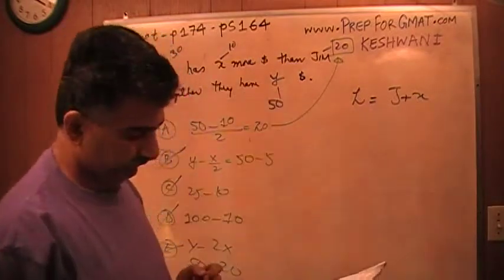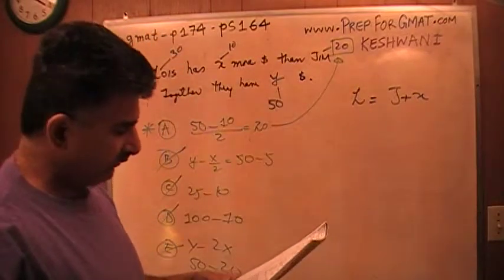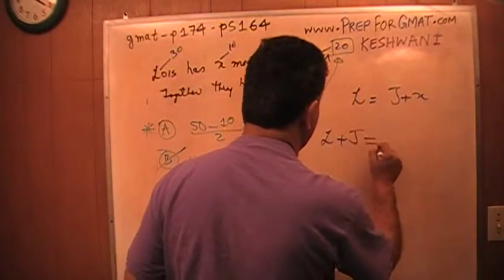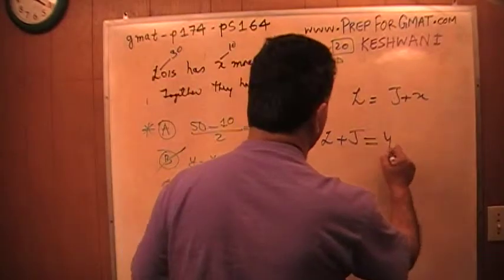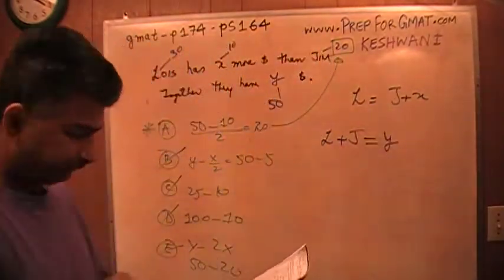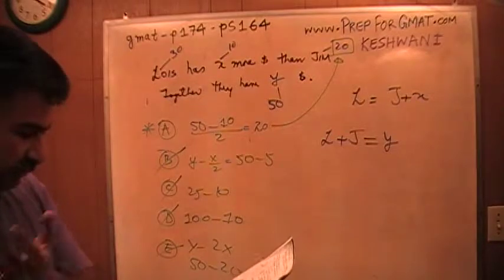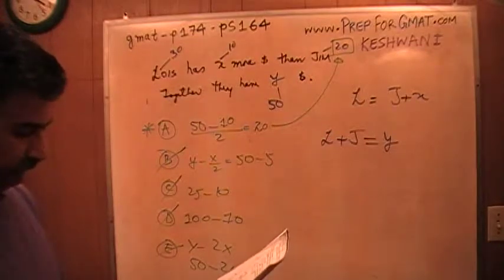That's the first equation. The second equation that we have is that their sum, the sum of the money of Lois and Jim, is Y. Those are the two equations that we have. And the question simply is, what is J? So we just solve for J. That's all it is.